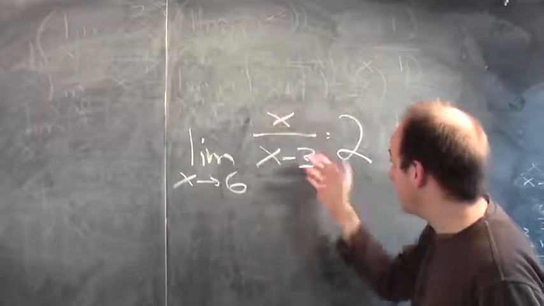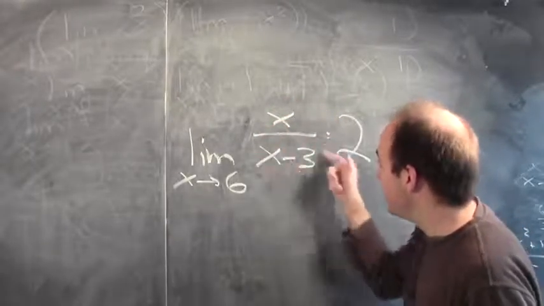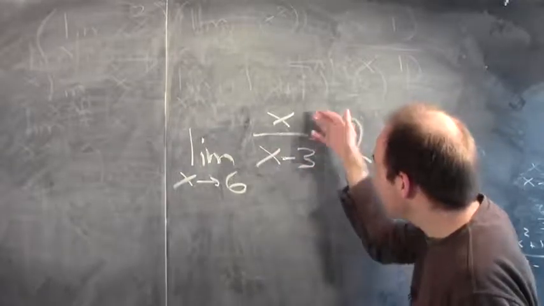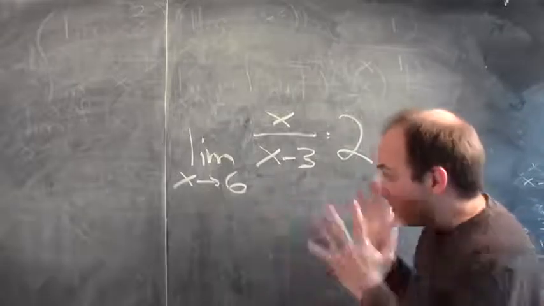I can make this quotient as close to 2 as I like, because I can make the numerator as close to 6 as I need, and the denominator as close to 3 as I need to guarantee that this ratio is as close to 2 as you like. So that limit is 2.